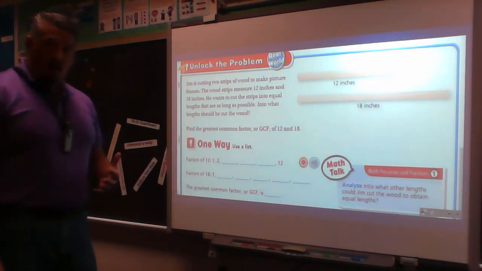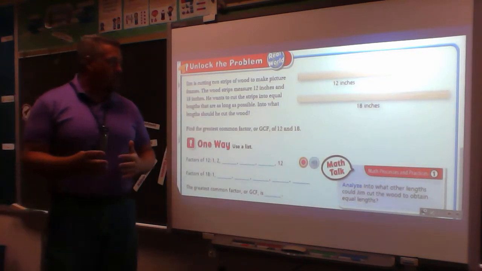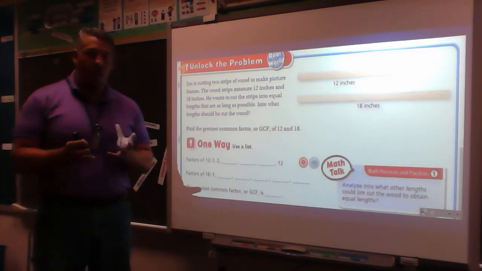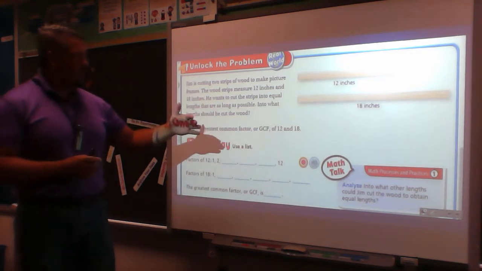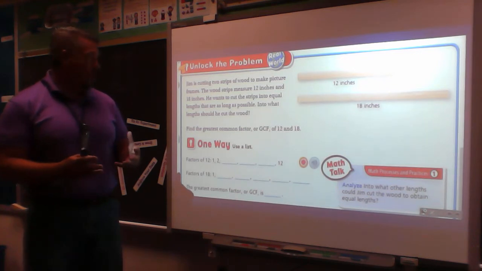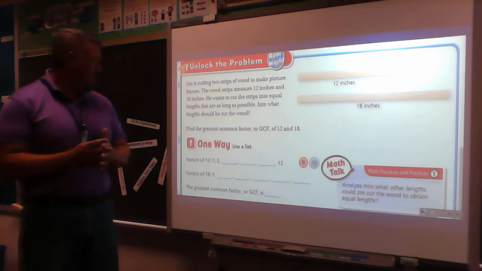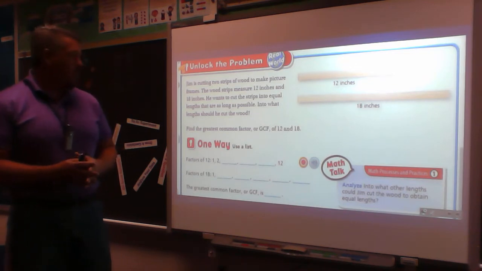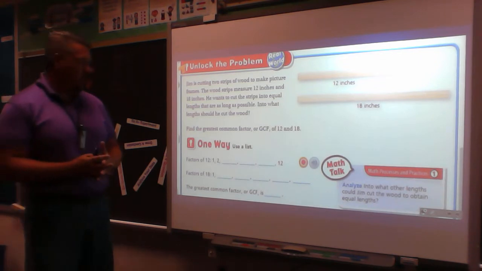Putting that into motion then, in this first example, they're talking about cutting strips of wood and how can I make sure that I have an even number. It says Jim is cutting 2 strips of wood to make a picture frame. The wood strips measure 12 inches and 18 inches. He wants to cut the strips into equal lengths that are as long as possible. Into what lengths should he cut the wood?